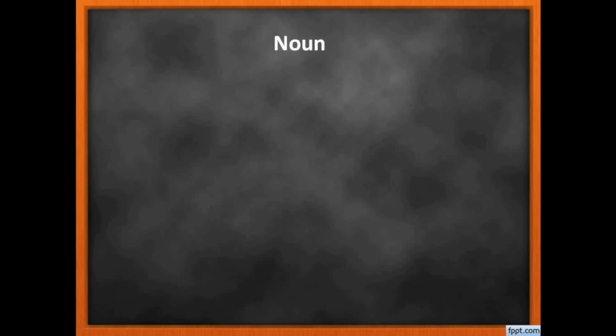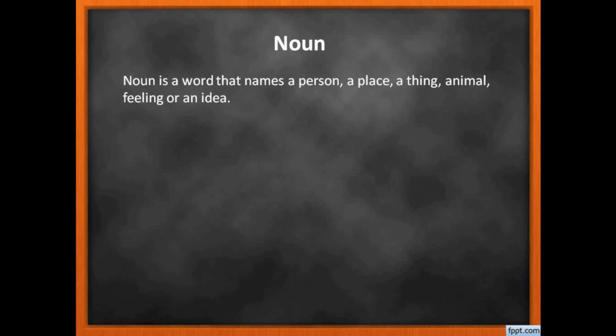What is noun? Noun is a name given to a person, place, thing, animal, feeling, or an idea. Now look at this sentence. We find lots of nouns in this sentence. Here the example is: Ram sat on a chair in the classroom and read a book. Here the first noun is Ram, chair refers to a thing, classroom refers to a place, and book also refers to a thing.